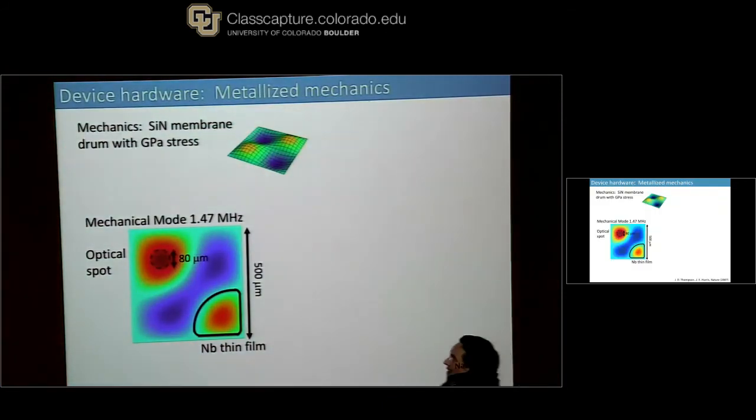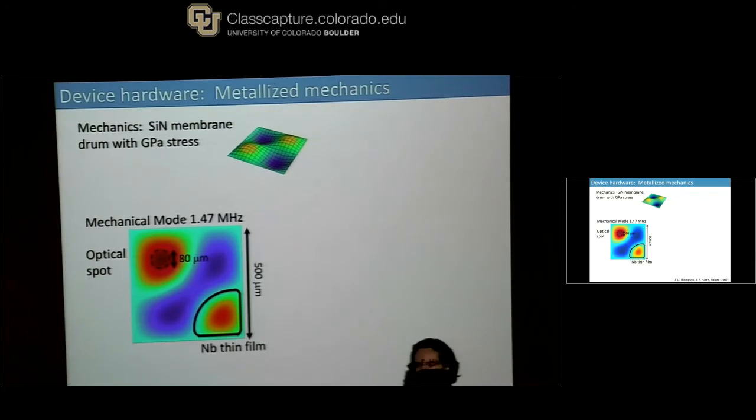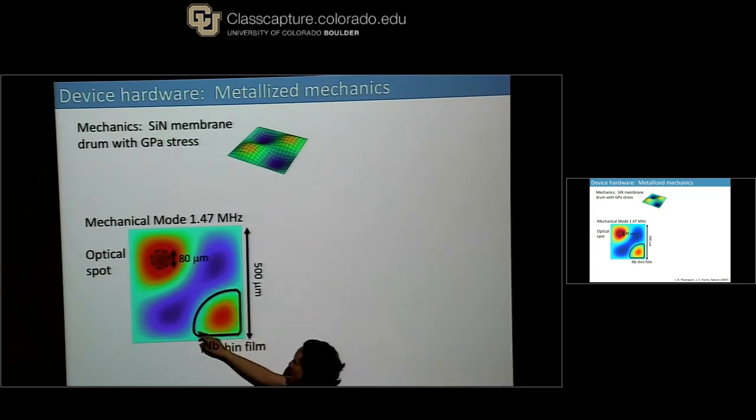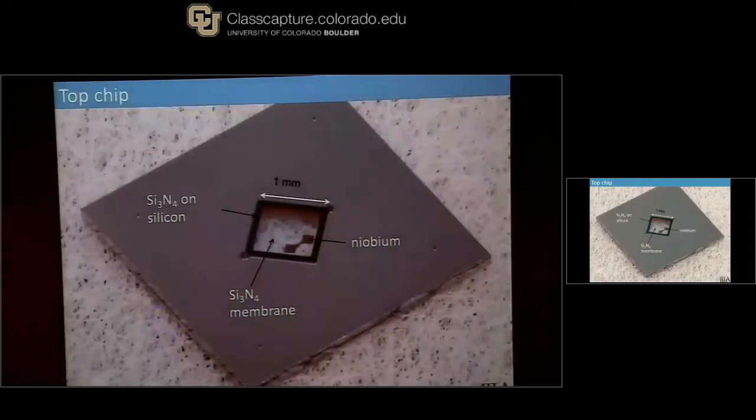So a little bit about the mechanical motion when we couple both to the optical system and to the electrical system. What we do is we put some niobium thin film in a portion of the mechanical element. We put some on top of the silicon nitride membrane, and then we have an optical spot that probes another part. This is a numerical calculation of what the mechanical mode looks like when we put some massive niobium film in part of it. But it basically is fine, and the stress stays just fine on the silicon nitride.